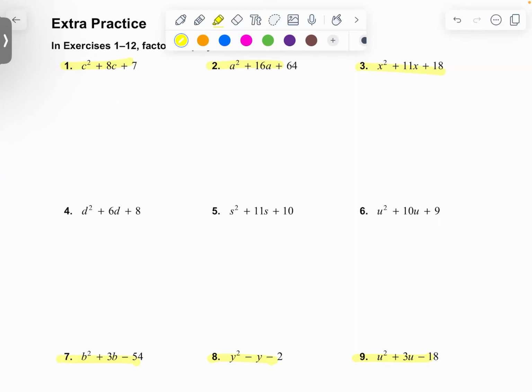One and 7. What multiplies to equal the constant and adds to equal the middle number? What multiplies to 7 but adds to 8? 1 times what is 7? So 1 and 7.